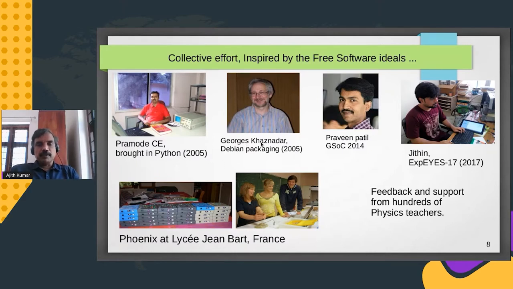Then we had a Debian developer. He is a school teacher in France. He came into the picture, and he started packaging this software for Debian. He also did a lot of work in localization, like translating into different languages. And Praveen has been very active in this. In 2014, he developed some experiments under a Google Summer of Code project. And later, around 2014 onwards, Jitin started working on it. After 2-3 years of continuous, full-time work, he released a new version. And the old 2006 version was used in his school of jobs.